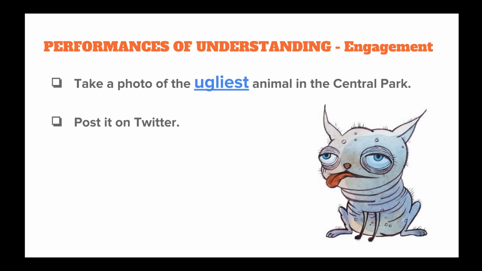Based on TFU framework, the performances of understanding should become progressively more complex. Therefore, first, we engage students by a fun outdoor activity. Go to Central Park to take a photo of the ugliest or least noticeable animal they can find, then post it on Twitter with hashtag like ugliest animal in Central Park. To encourage students to find as many animals as possible, we have a rule that they can't upload photos that were already posted by others.